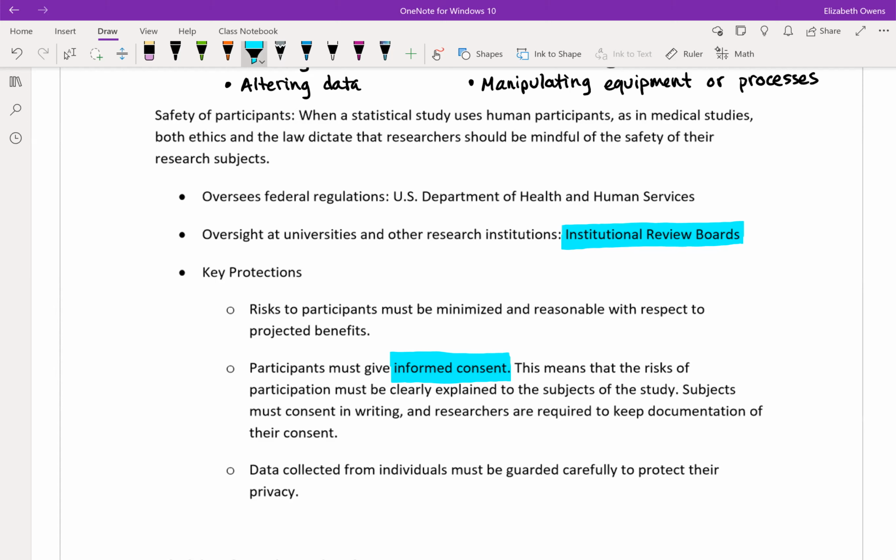That goes in general for a lot of fields. Medical records have HIPAA, Health Information Protection something Act. At the schools here, we have FERPA for educational records protection. So yeah, we need to keep a guard on people's information. But these are some things to keep in mind to make sure your study is as safe and ethical as possible.